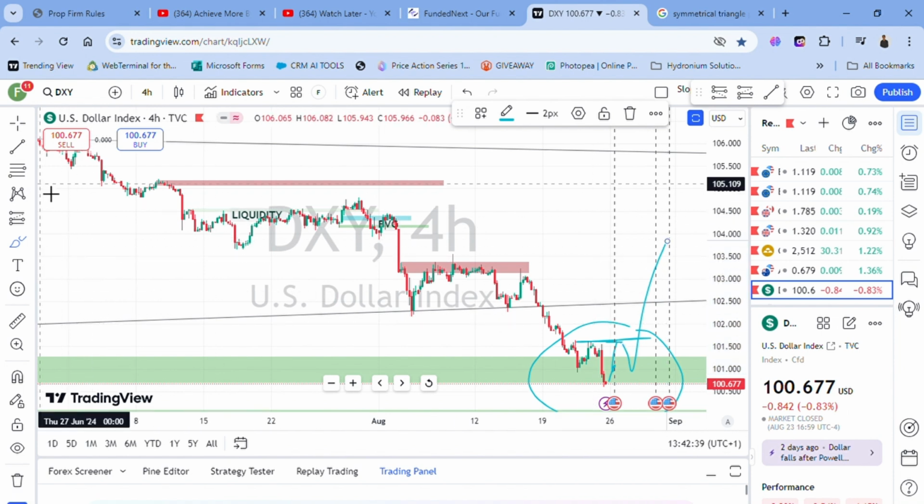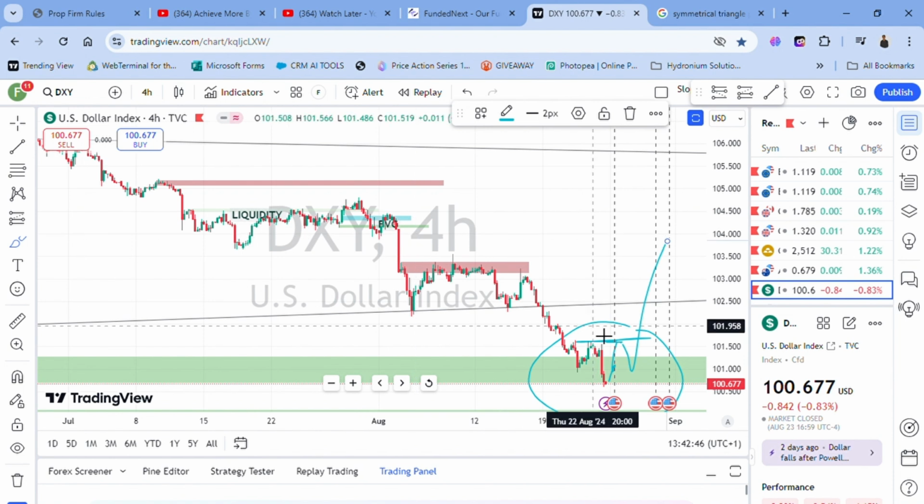So what are we doing, guys? To summarize everything, we're looking at the US dollar currency, the market where it is at a demand level.